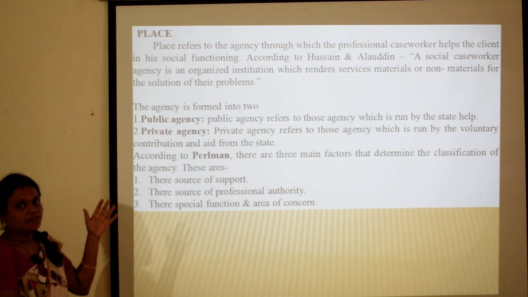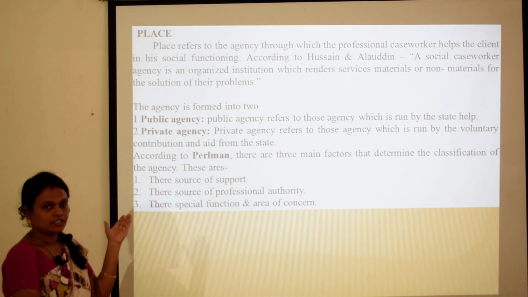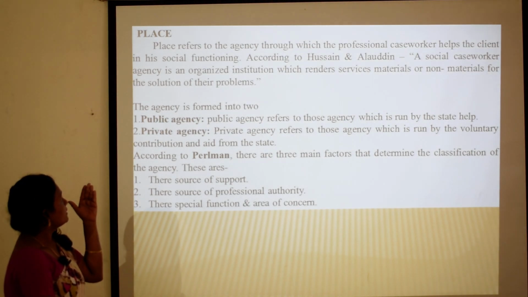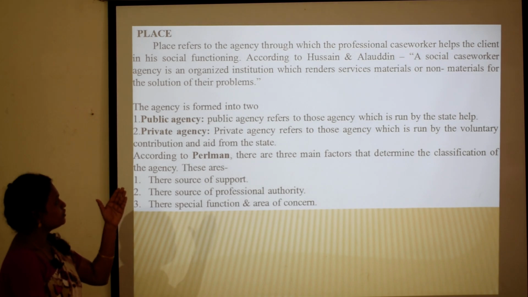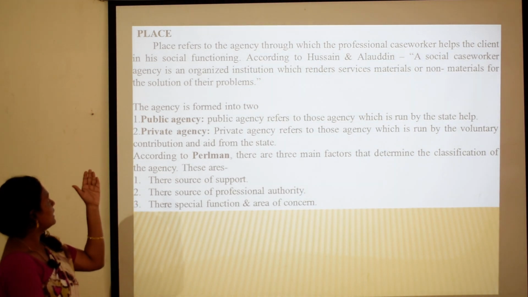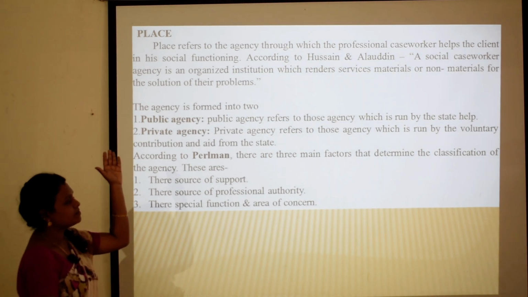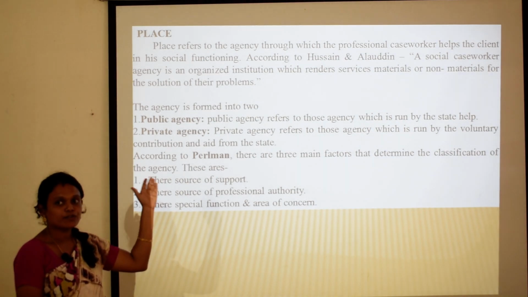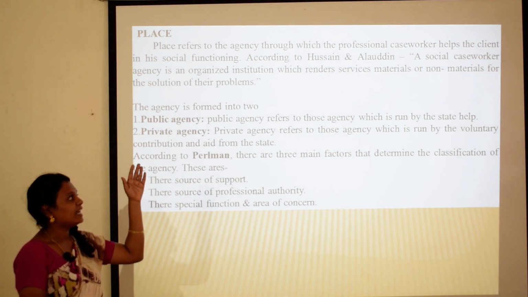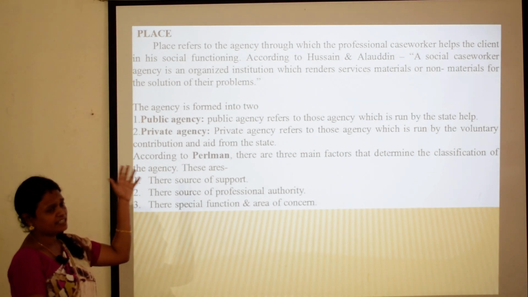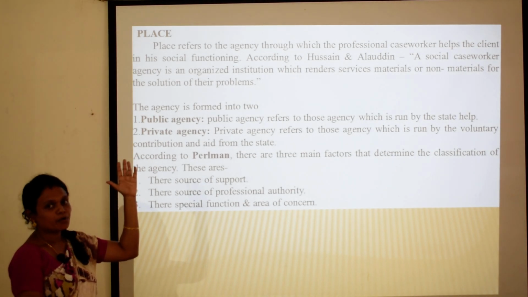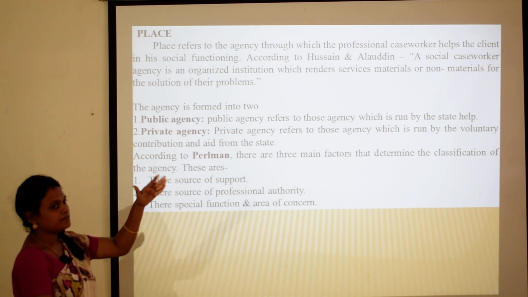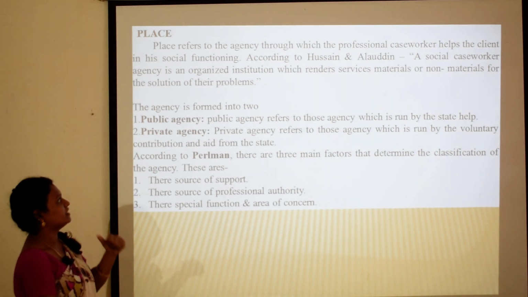Next, place, where the client is going to deal with the problems. So place refers to the agency through which a professional social caseworker helps the client in social functioning. So the place means the reference where the representative of a social caseworker is needed. So the client and the caseworker are in an agency. It will be a professional caseworker, and it helps the client to deal with the social functioning.